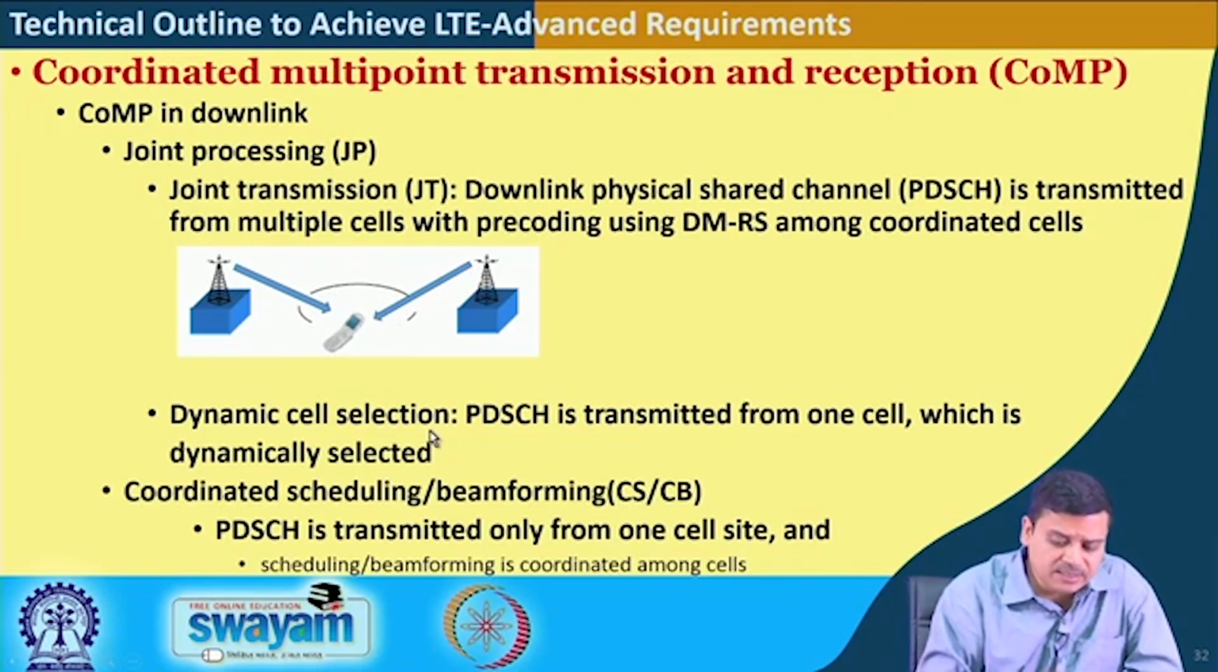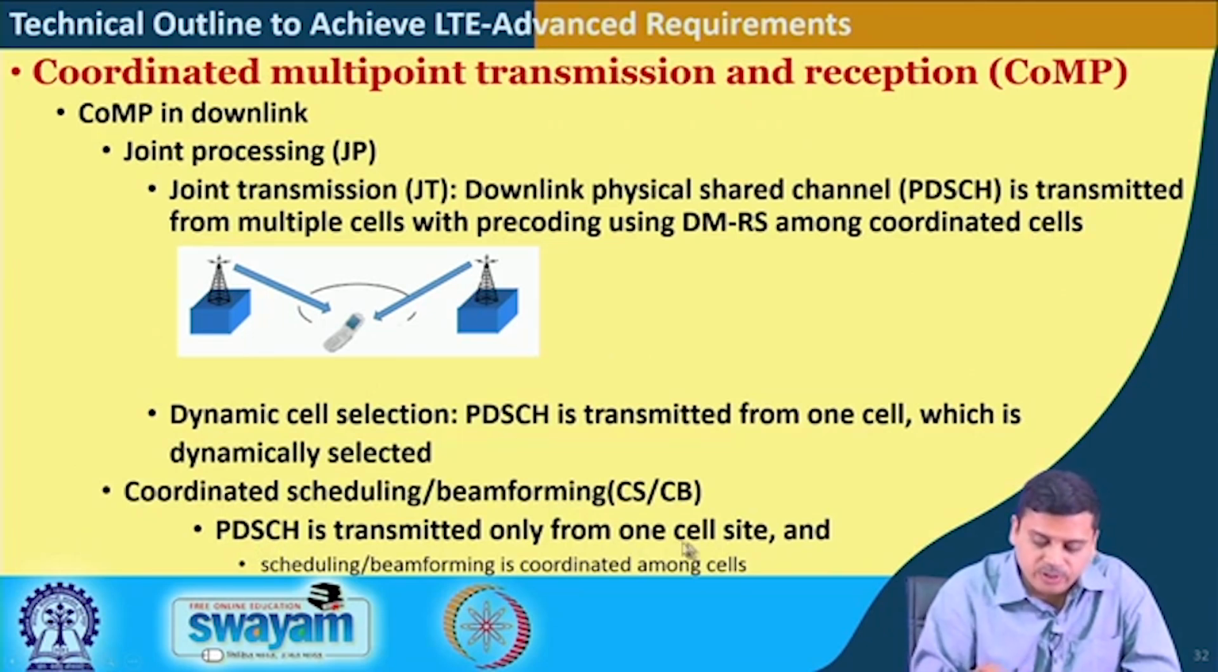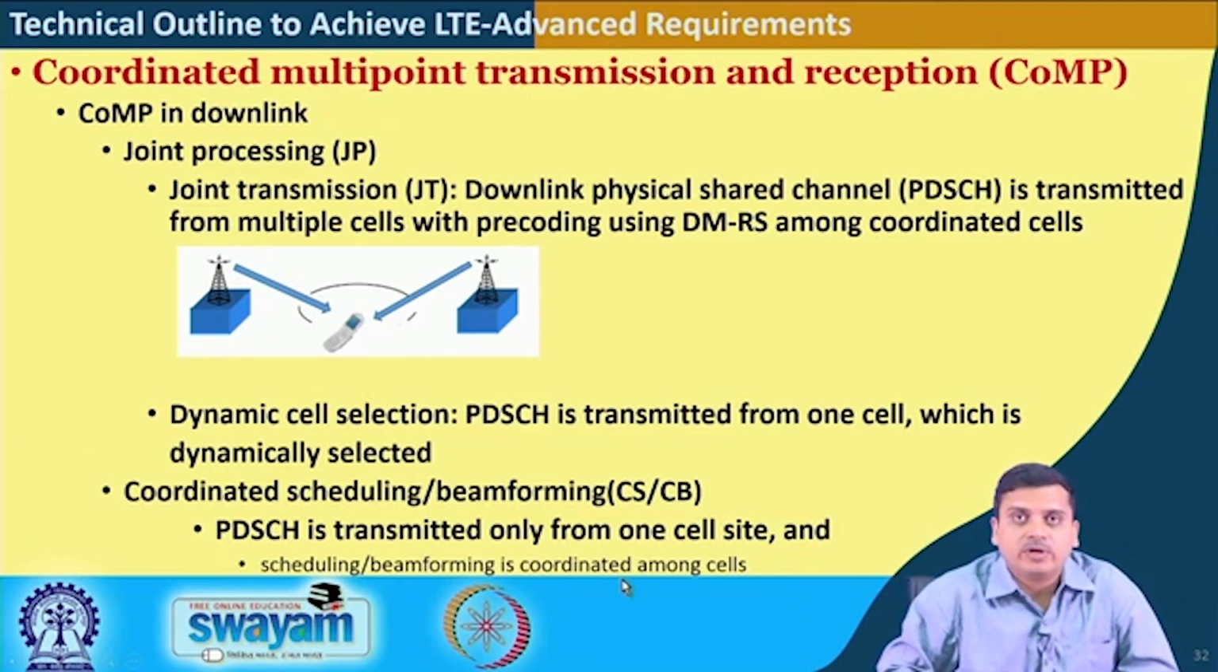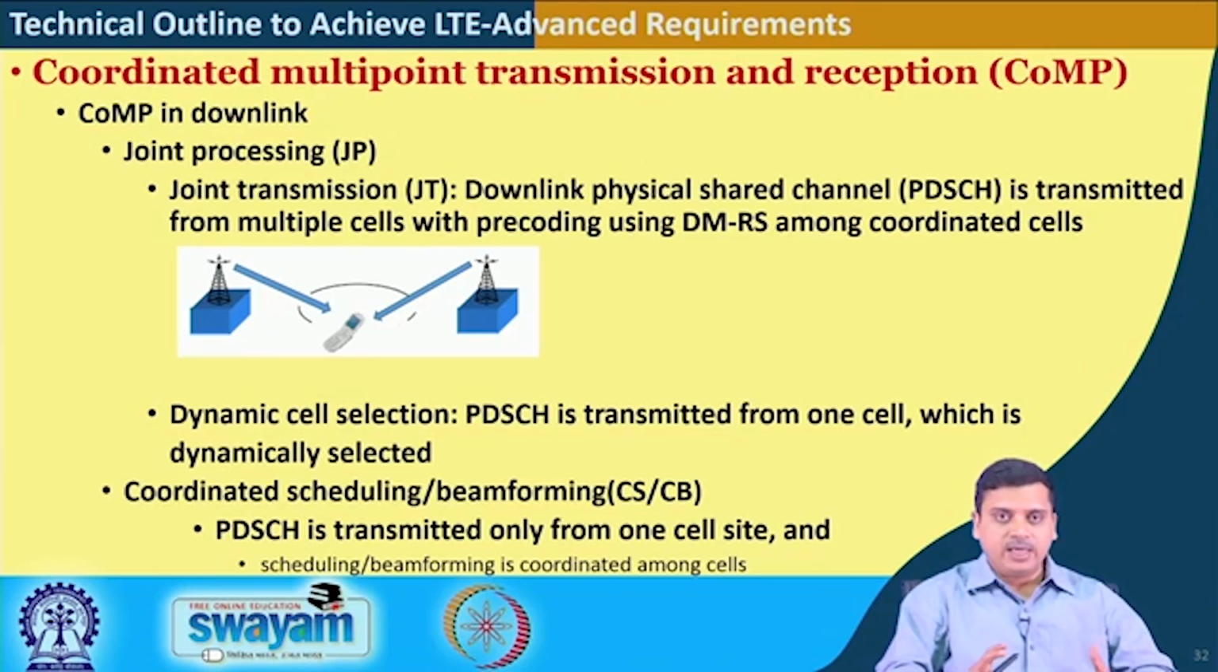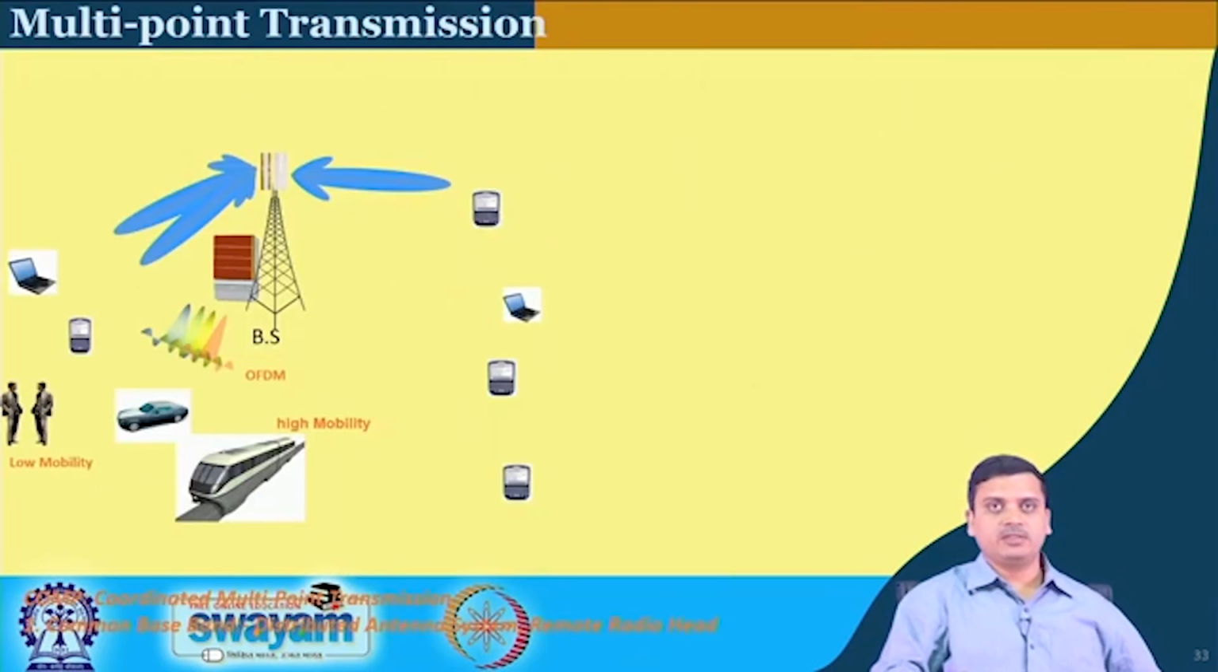Then there is dynamic cell selection. Also there is coordinated scheduling and beamforming. Here the PDSCH which has been described is transmitted only from one cell site, and scheduling or beamforming is coordinated from the other cell site. So, basically from one cell you transmit the data, and the other cells manage the interference by having information about the scheduling from the other cell.